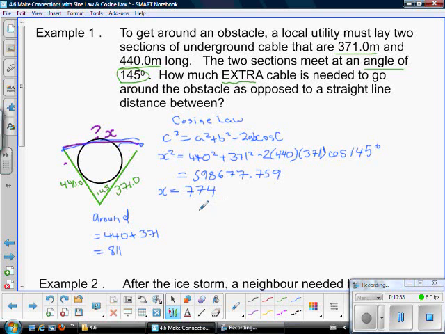So the extra, because that's what the question is asking, is how much extra cable would be 811 minus our 774, which would be 37 meters. So it would take 37 meters extra.